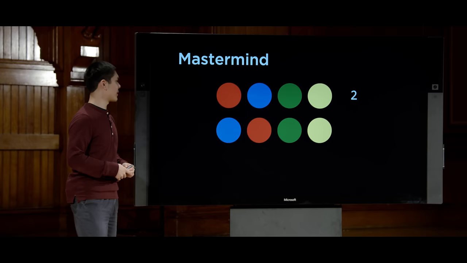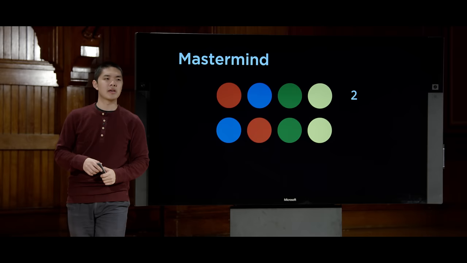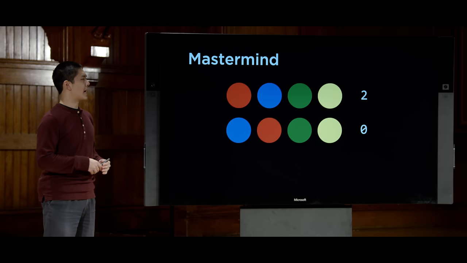Then you could reasonably make a guess and say, all right, let's try this: blue, red, green, yellow. Try switching two of them around. And this time, maybe I tell you, you know what? None of those are in the correct position. And the question then is, all right, what is the correct order of these four colors?